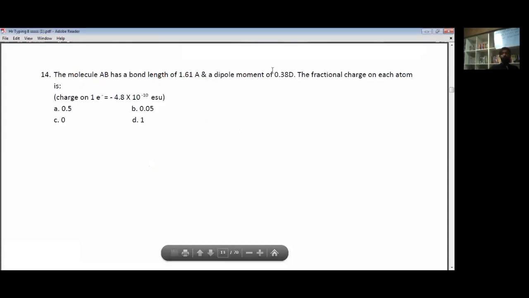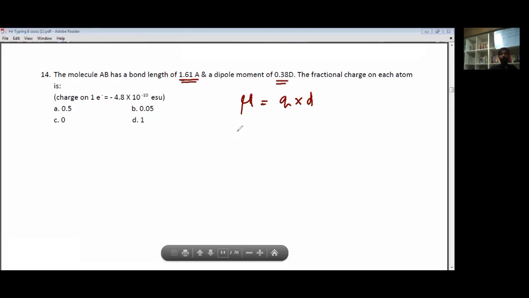Question number 40. Fine. The molecule AB has bond length 1.61 angstrom, dipole moment 0.38 D. Then find the fraction of charge on each atom. So we know that dipole moment is equal to Q into D, right? Dipole moment is equal to Q into D. And what do you want to find? You want to find the fraction of charge on each atom.